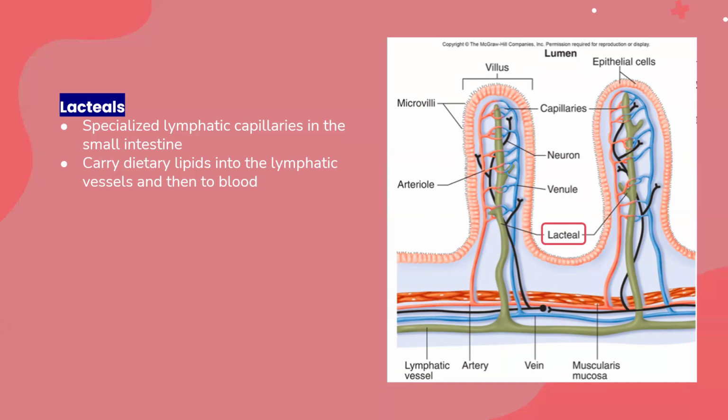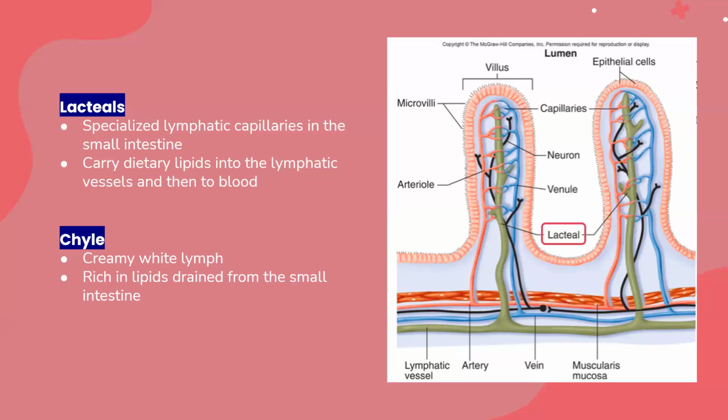Other than your lacteals, we have another term called chyle, okay? Chyle. And chyle is creamy white lymph, which is rich in lipids and is drained from the small intestine. So anywhere else in the body, it's just lymph. But when it is lipid rich, because you got it from the lacteals of the small intestine, okay, if the lymph is from the lacteals and they gather the dietary lipids from your gastrointestinal system, that is chyle. Okay, and chyle is creamy white.